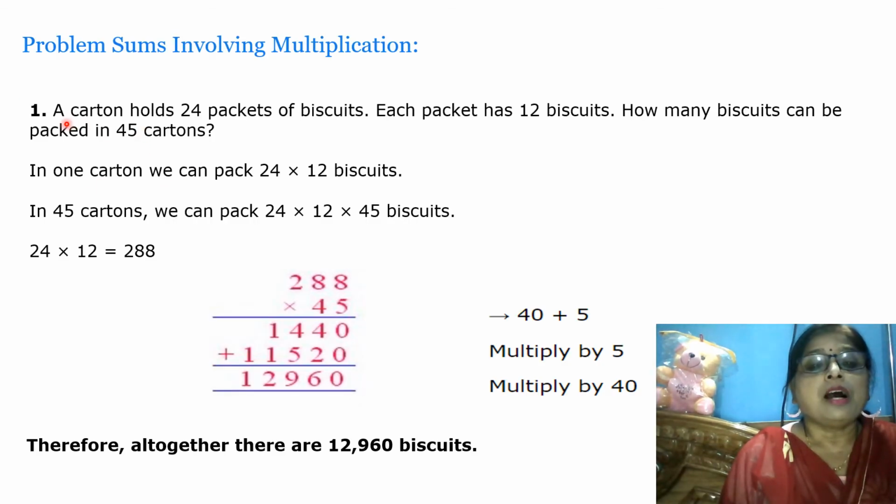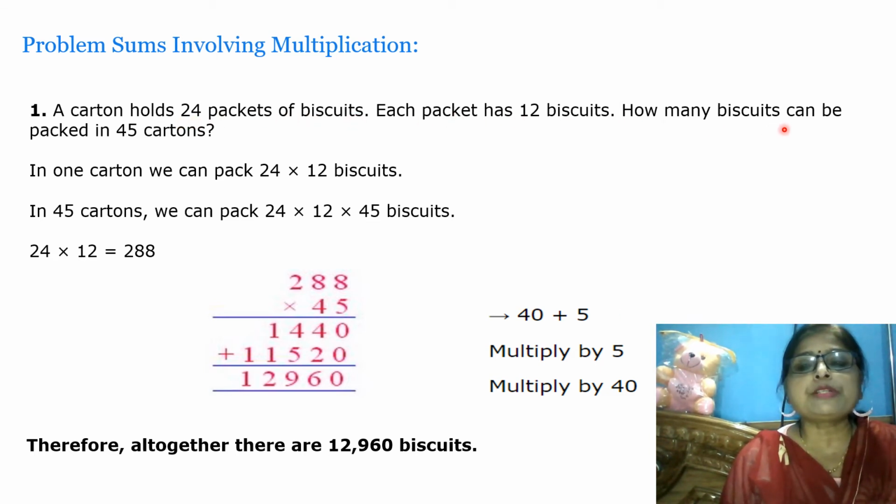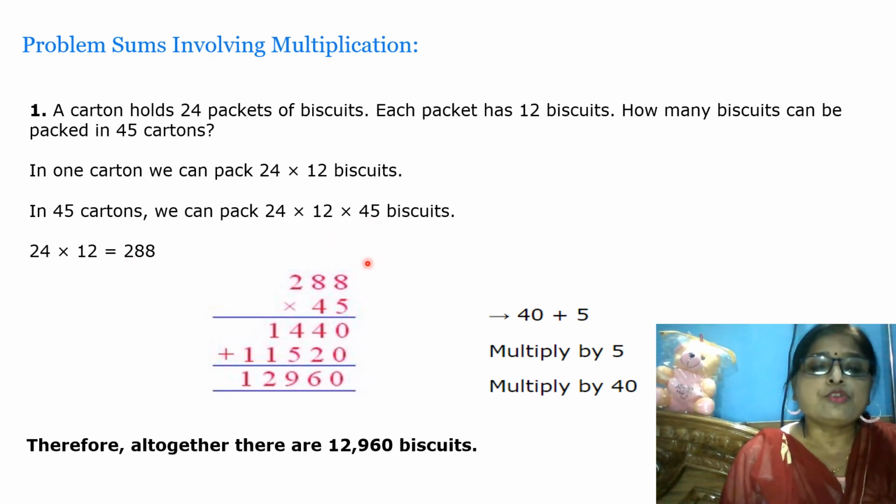Now your next question: a carton holds 24 packets of biscuits. Each packet has 12 biscuits. How many biscuits can be packed in 45 cartons? You can say that in one carton we can pack 24 into 12 biscuits, and there are 45 cartons. So we can pack 24 into 12 into 45. First you multiply 24 into 12 and you get 288. Then 288 will be multiplied by 45. So you write here 288 multiplied by 45.